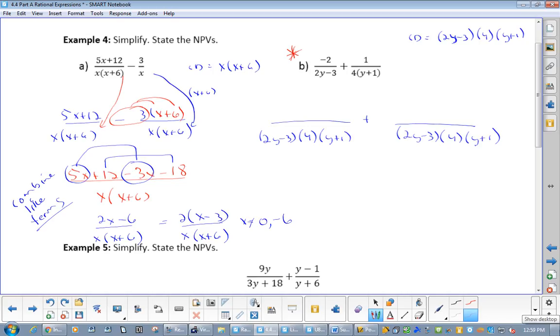Okay? Now, what did I have to do to 2y minus 3 to get 2y minus 3 times 4 times y plus 1? I had to multiply by 4 and y plus 1, correct? And the negative 2 is just there. Now, what do I have to do to 4 times y plus 1 to get 2y minus 3, 4 times y plus 1? 2y minus 3, and then the 1. Okay, so does everybody see what I did? Whatever was missing, I just put it at the top.